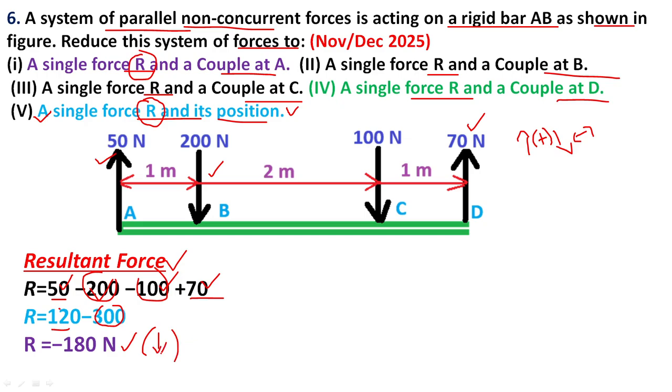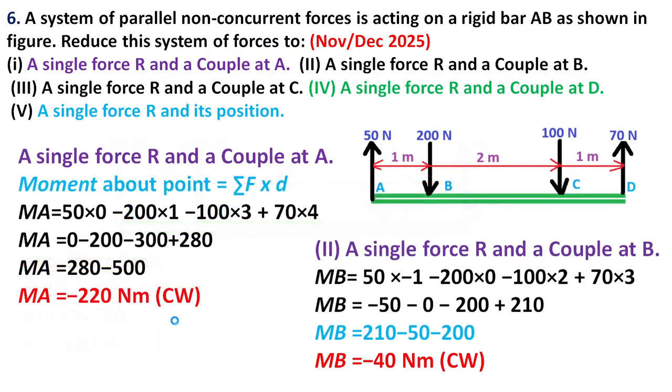The resultant force is acting downward. The negative sign indicates only the downward direction. Then next, to find the single force and couple at A: the single force, 180, we have already found, and for the couple at A we want to find the moment about point A.